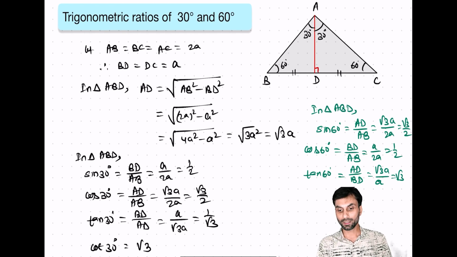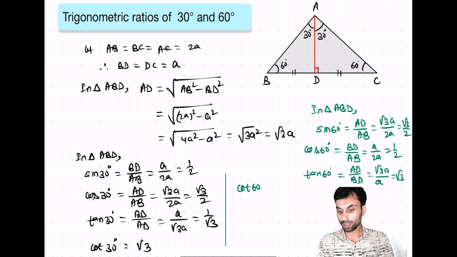And in the similar manner, we can find out the values of cot 60. So cot 60, on solving you'll get it as 1 upon root 3.